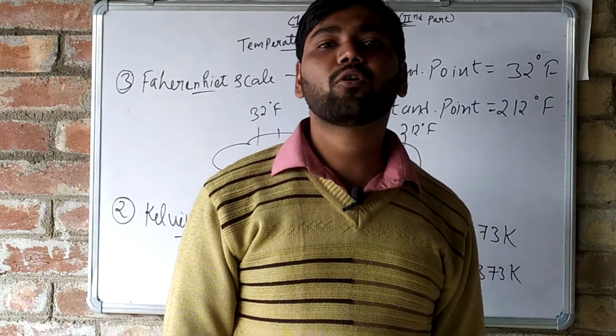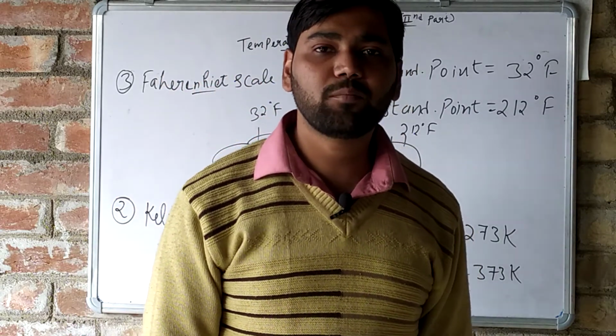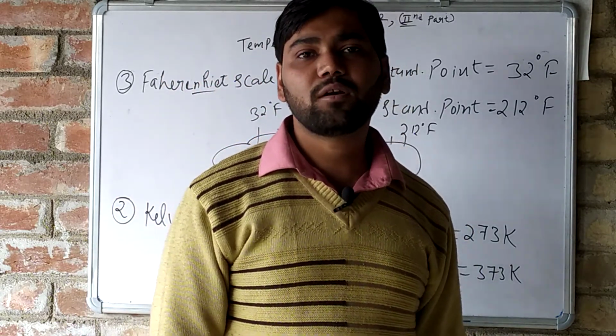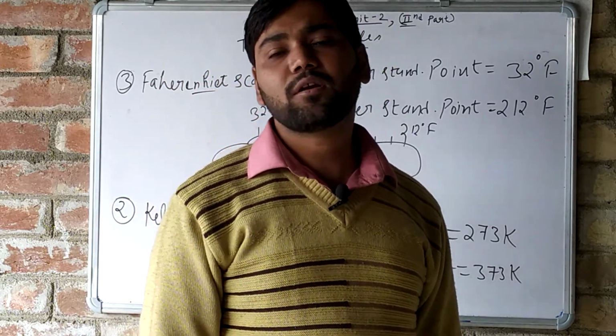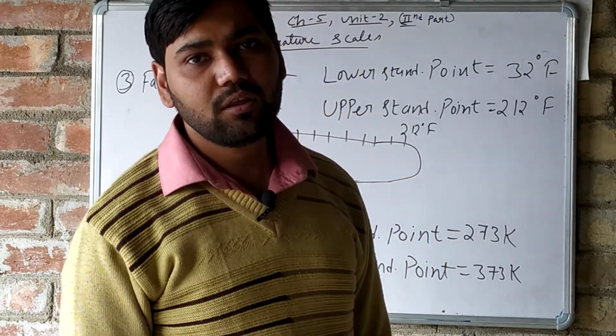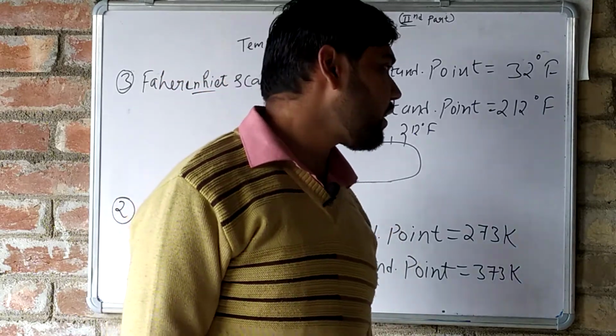Second, we have studied the Kelvin scale, which is also an SI unit of temperature. In this, the lower standard point is 273 Kelvin and the upper standard point is 373 Kelvin, and the graduations are divided into 100 equal parts also.